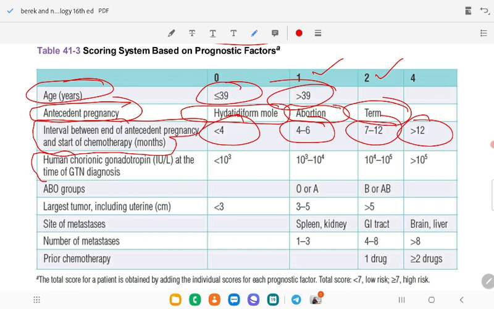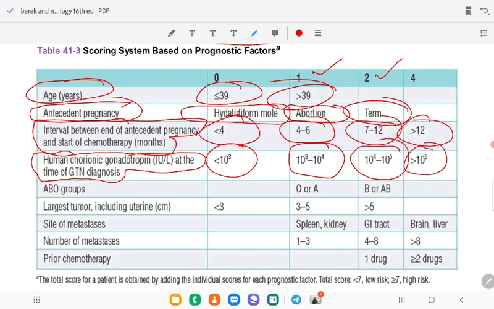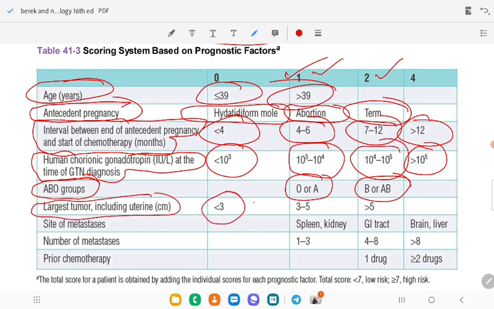The human chorionic gonadotropin level at the time of diagnosis of GTN: less than 1000, 1000 to 10,000, 10,000 to 1 lakh, more than 1 lakh, scoring 0, 1, 2, 4. Blood group: O or A is 1, B or AB is 2. Largest tumor including uterine size: less than 3 cm is 0, 3 to 5 cm is 1, more than 5 cm is 2. Site of metastasis: spleen and kidney is 1, GIT is 2, brain and liver is 4.